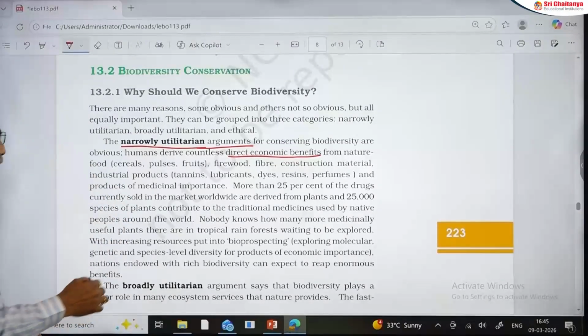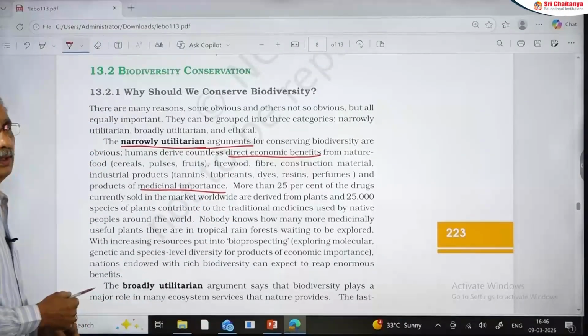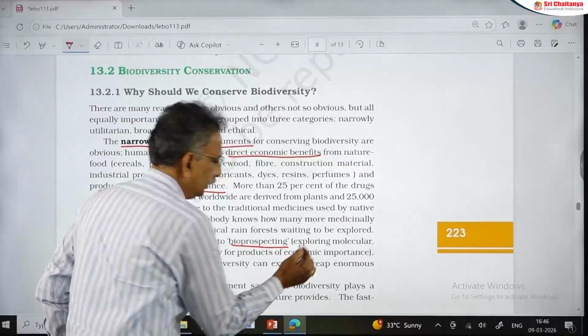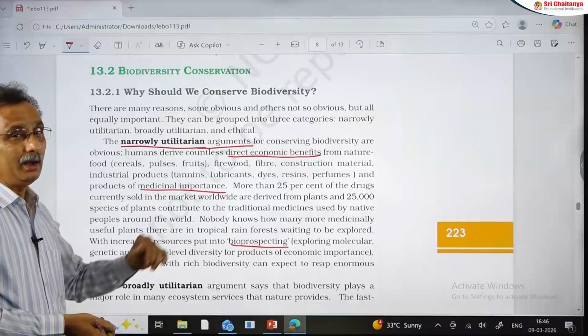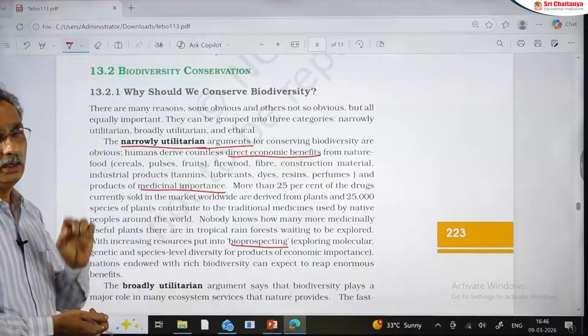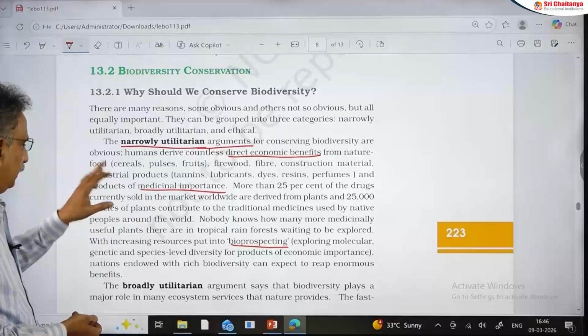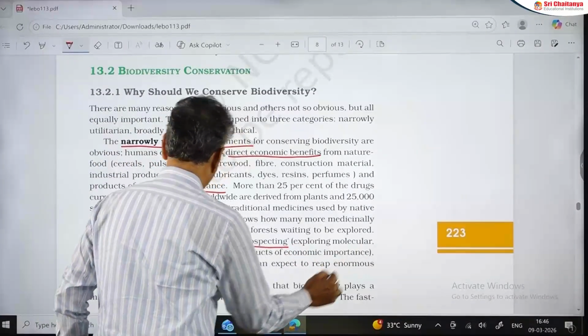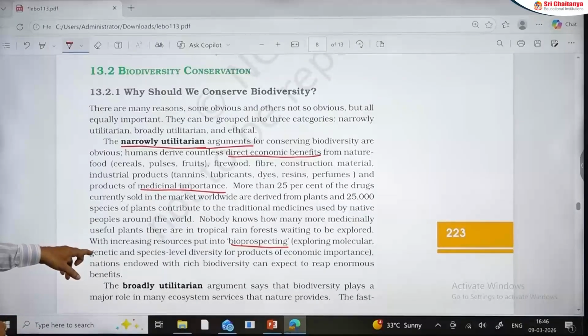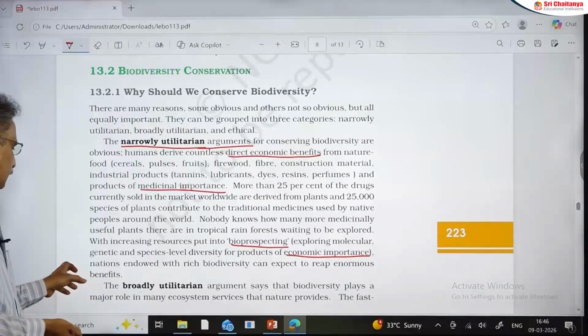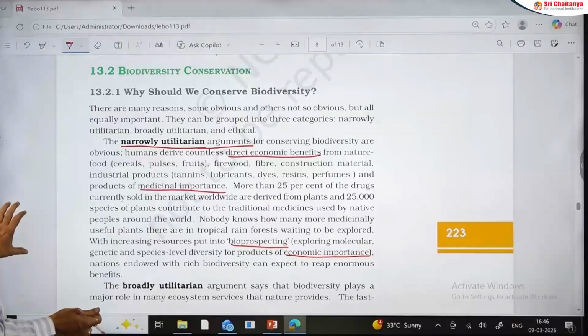Even including medicinal importance, try to recall earlier, Rauwolfia vomitoria, reserpine, that's the point here, right? And another important one: what is bioprospecting? At present, all the governments are trying to depend on this aspect, including India. Try to recall, India's area is small, 2.4%, but we have much biodiversity, 8.1%. Bioprospecting is exploring molecular, genetic and species level diversity for products of economic importance, because we want to get more benefit by exploiting nature. Every country is doing so. So countries endowed with rich biodiversity can expect to reap enormous benefits from that.